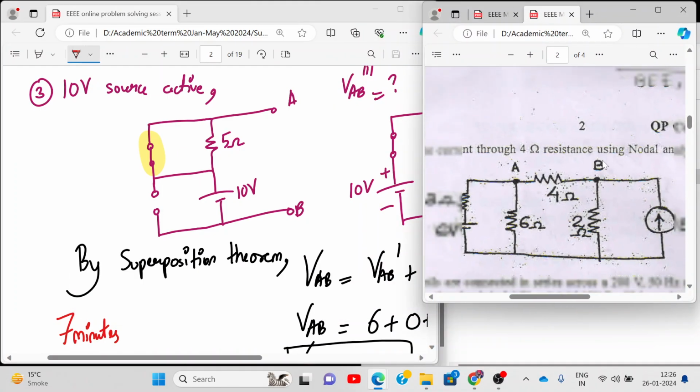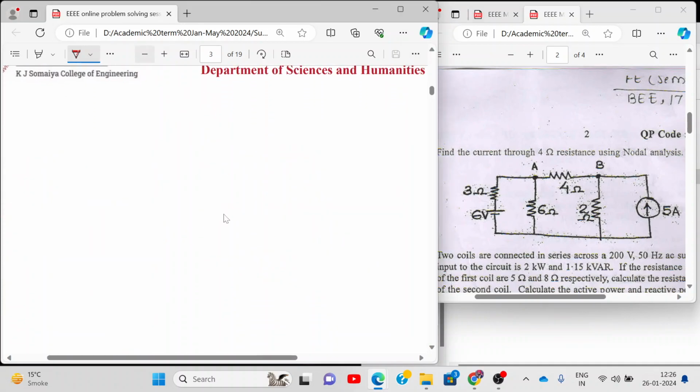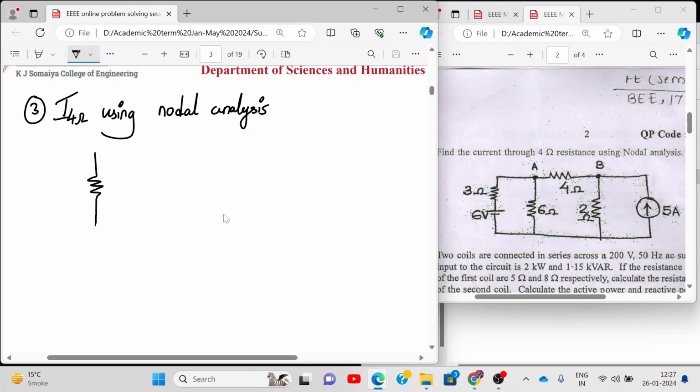So let's attempt this. So let me draw the circuit over here for you all. So this is third question for today. Find the current through 4 ohm resistance using nodal analysis. So please draw the diagram, please. This is 3 ohm, 6 volt. Now let's note down the time. It's 12:27. So we need to complete it as early as possible and accurately.